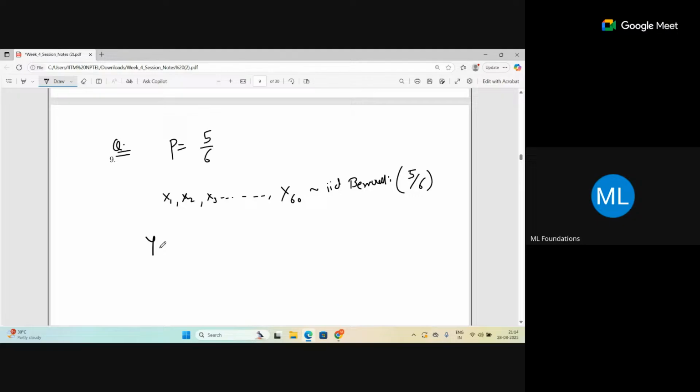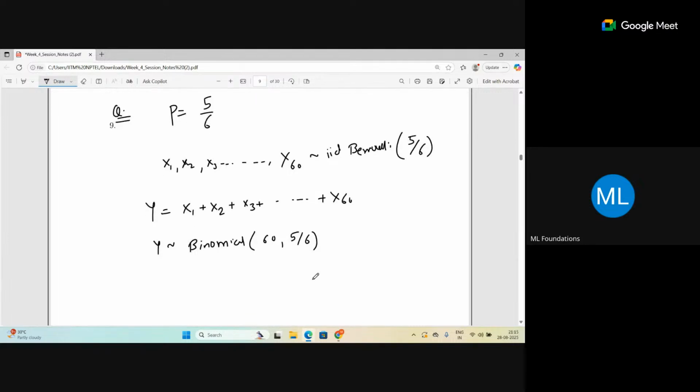The number of people who attend interviews will be a new random variable Y, which is x1 plus x2 plus x3 up to x60. Each x is a Bernoulli random variable: 0 denotes the person does not attend the interview, 1 denotes that the person attends. So how many people attended out of the 60 is just the sum of the random variables associated with them. Then this Y will follow a binomial distribution with n equals 60 and p equals 5 by 6.